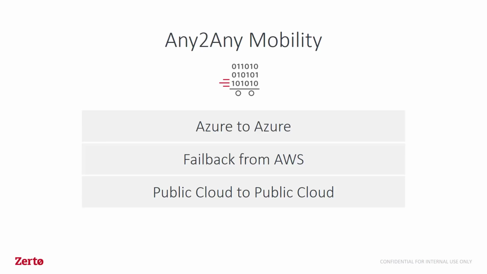As I move into any-to-any mobility, I really want to talk to the three pillars of this release and the three features that we've brought to bear. That's Azure to Azure, failback from AWS, and public cloud to public cloud.